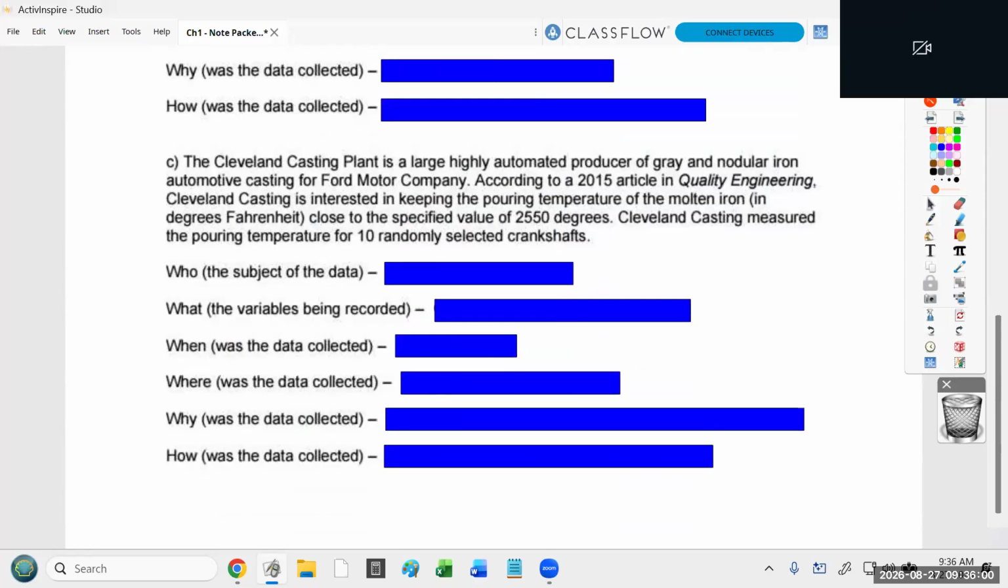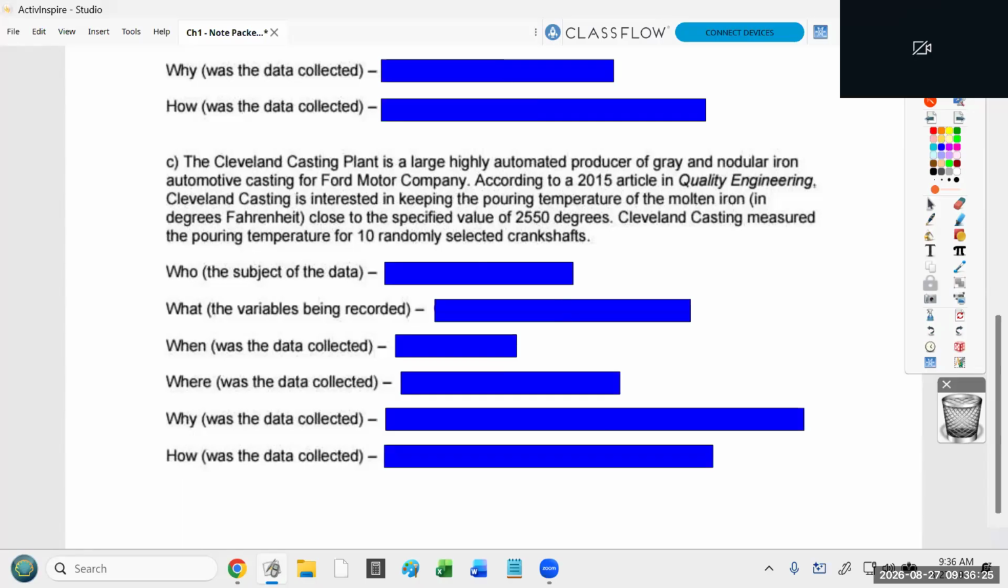Okay, the Cleveland Casting plant is a large, highly automated producer of gray and nodular iron automotive casting for Ford Motor Company. According to a 2015 article in Quality Engineering, Cleveland Casting is interested in keeping the pouring temperature of the molten iron in degrees Fahrenheit close to the specified value of 2550 degrees. Cleveland Casting measured the pouring temperature of 10 randomly selected crankshafts.